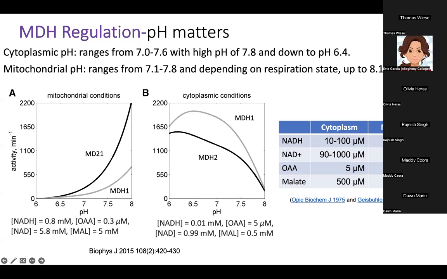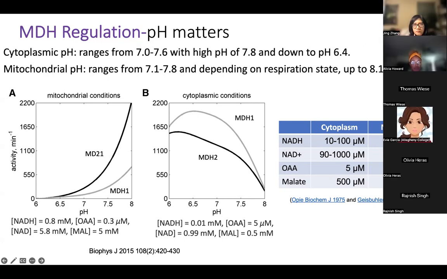So as you're thinking about doing an assay and thinking about the pH, thinking about the physiological relevance of this is important. Here I've shared, from a couple of different sources, the relative concentrations of cytosolic NADH, NAD, oxaloacetate, and malate. Our standard conditions for doing an enzyme assay is 100 micromolar NADH, 200 micromolar OAA, which is very different than the physiological concentrations.